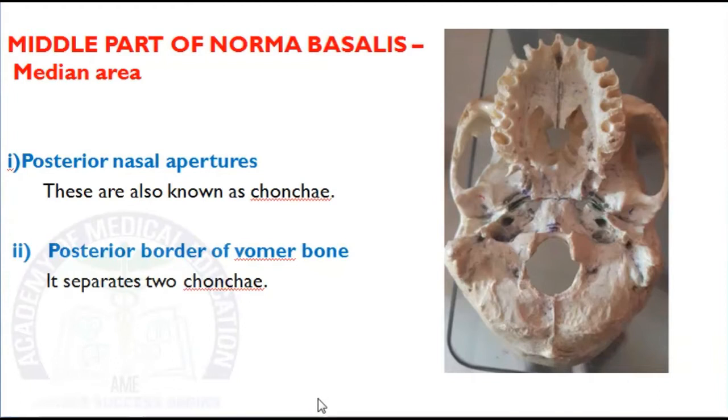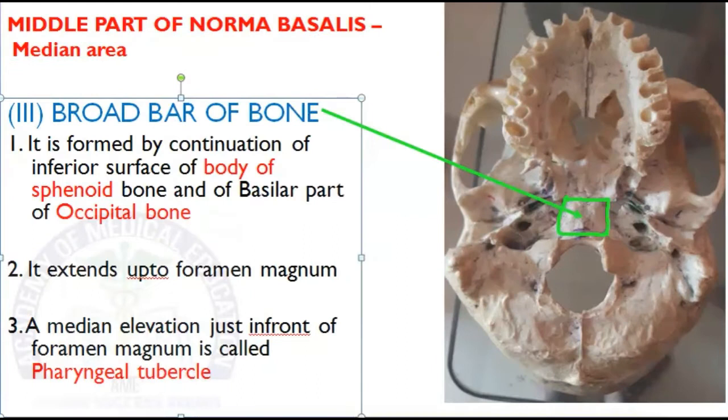Now, in the middle part of norma basilis, median area, the posterior nasal apertures are present. This is the posterior nasal aperture, and there is the posterior border of the vomer bone. This is the margin of the vomer bone, which separates the two choanae. The right and left choanae are separated by the posterior border of the vomer bone.